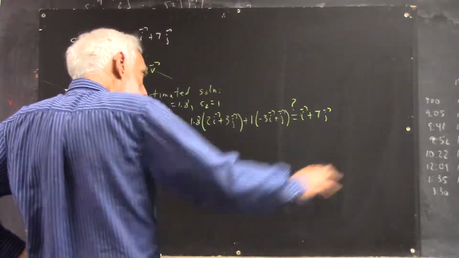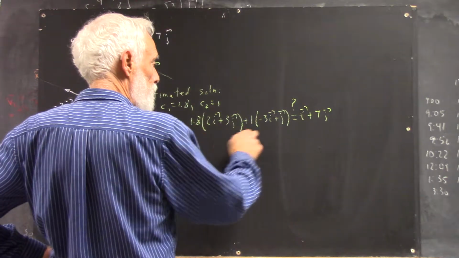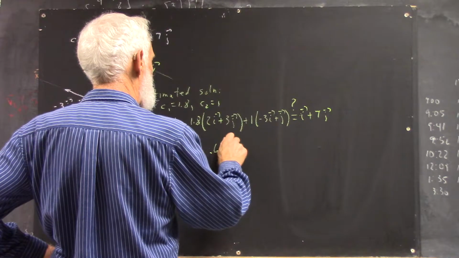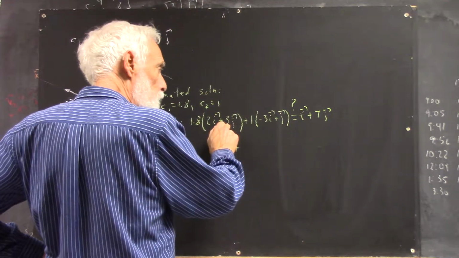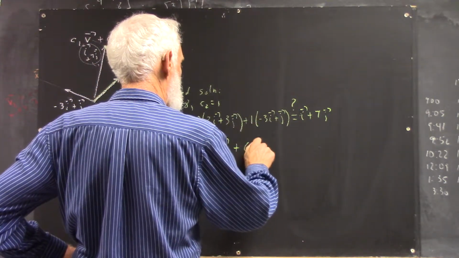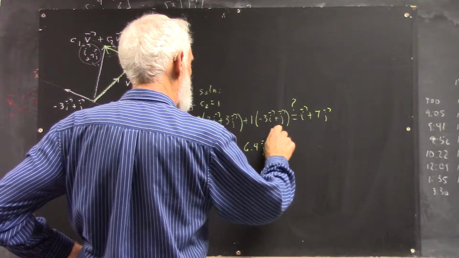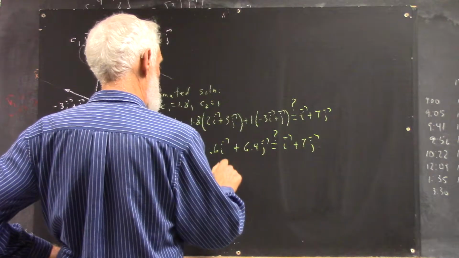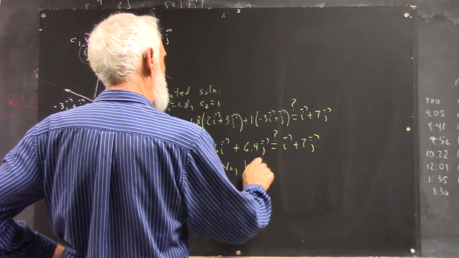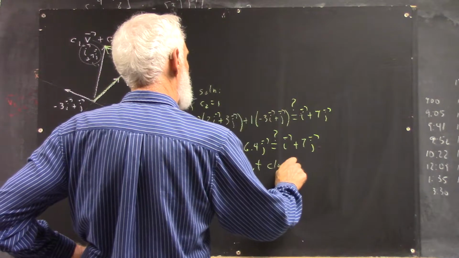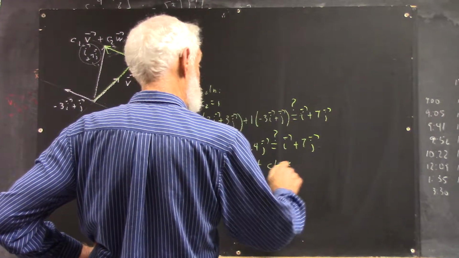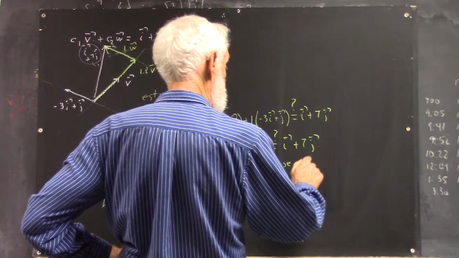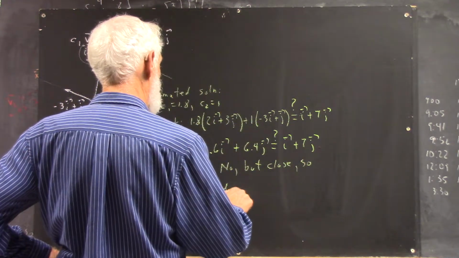Well, okay, we do the arithmetic. That's going to give us 3.6I minus 3I. So we have 0.6I plus 5.4J, and I'll say no, but it's close. Okay? So not a bad estimate, right? So we have a decent estimate.